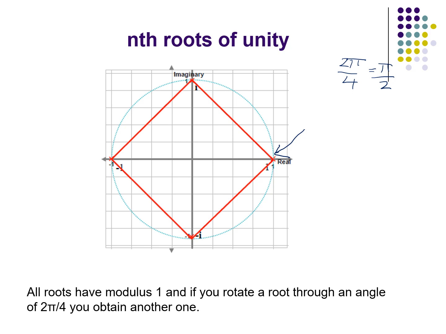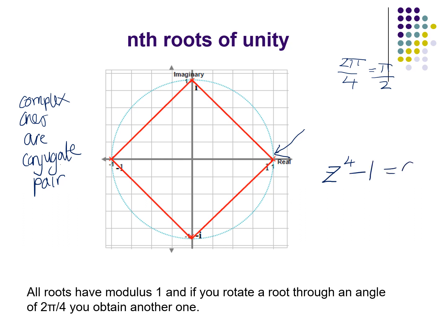Notice again that the complex ones are a conjugate pair, so that's i and minus i. The reason being, what's the equation we were solving? z to the 4 minus 1 equals 0, a polynomial with real coefficients, so complex solutions must occur in conjugate pairs.